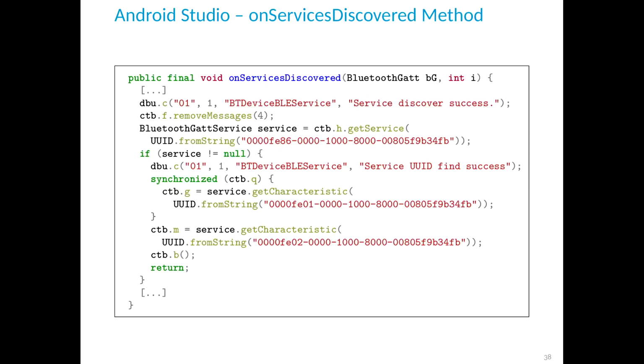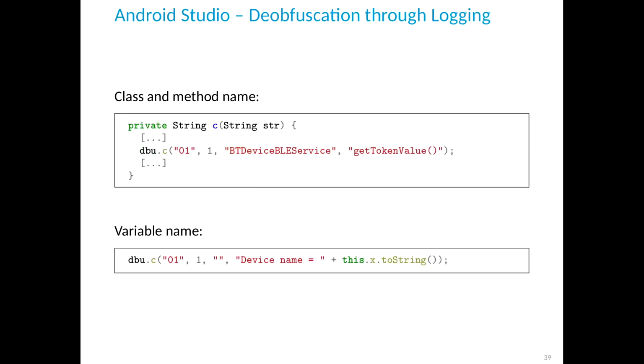And these strings are very interesting because I think they come from some logging factory, and you can use these strings for deobfuscation. For example, you can get the class name and the method name out of these strings. Or sometimes you can even get the variable name out of these strings.